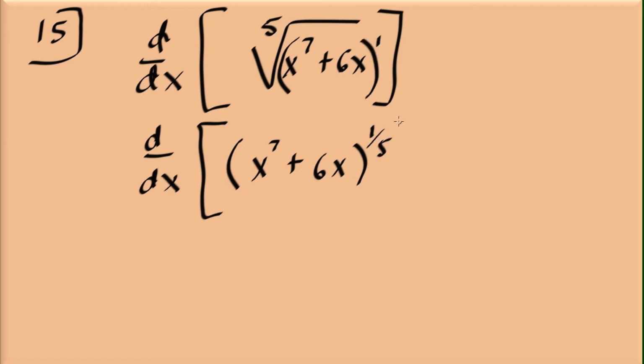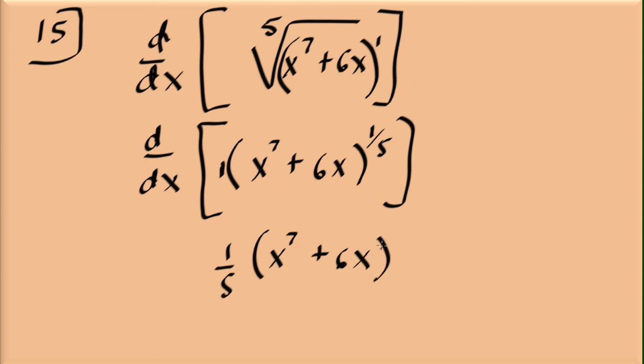So what is the derivative? Using the chain rule, we first multiply 1/5 and 1, so it's going to be 1/5 times x to the 7 plus 6x raised to 1/5 minus 1. 1/5 minus 5 over 5 is negative 4/5. Then multiply by the derivative of this x to the 7 plus 6x, which is 7x to the 6 plus 6.